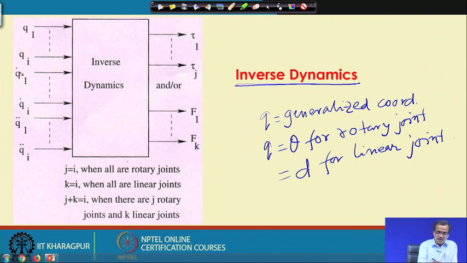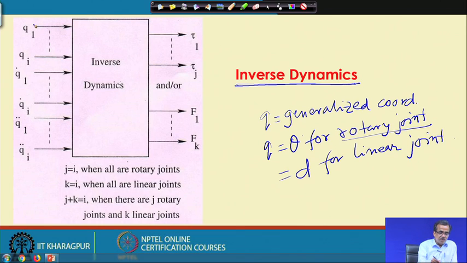And this q dot is nothing but the first time derivative. So, if it is theta, then that is the angular velocity, and if it is d, that is the linear velocity. Then q double dot, if it is theta, then it is angular acceleration, and if it is d, that is the linear acceleration. So, if I consider all I joints are rotary for a particular manipulator, then this is nothing but theta 1, theta 2 up to theta I, theta 1 dot up to theta I dot, theta 1 double dot up to theta I double dot.